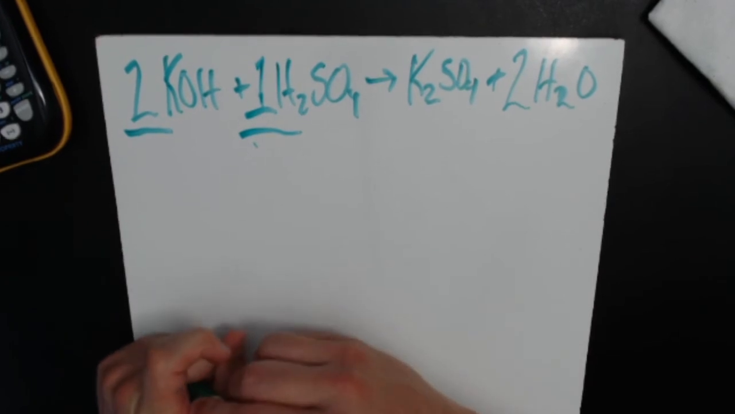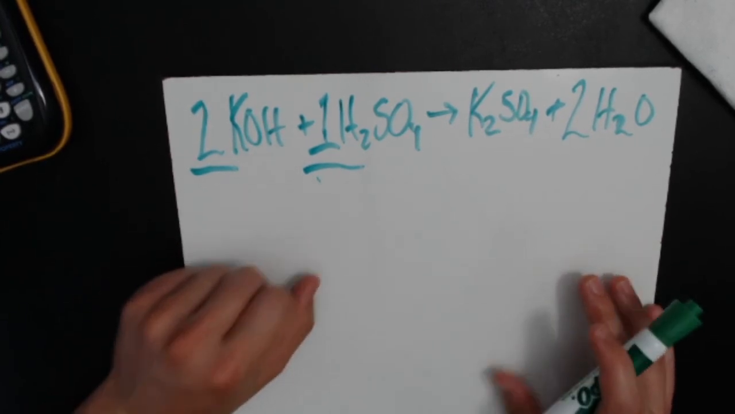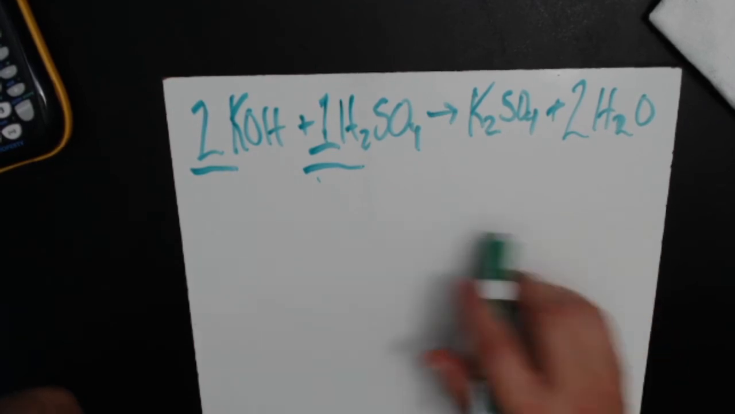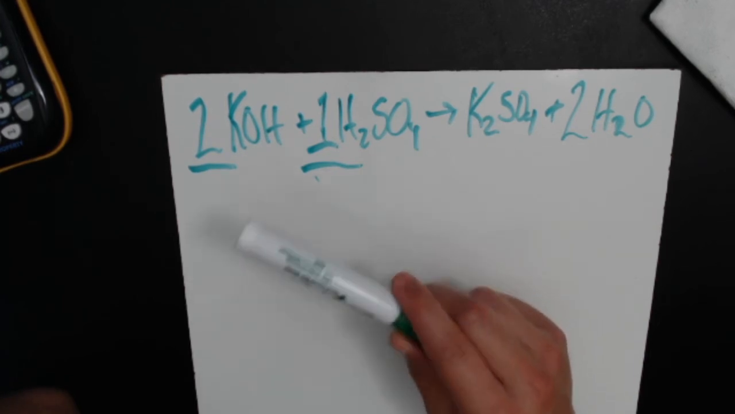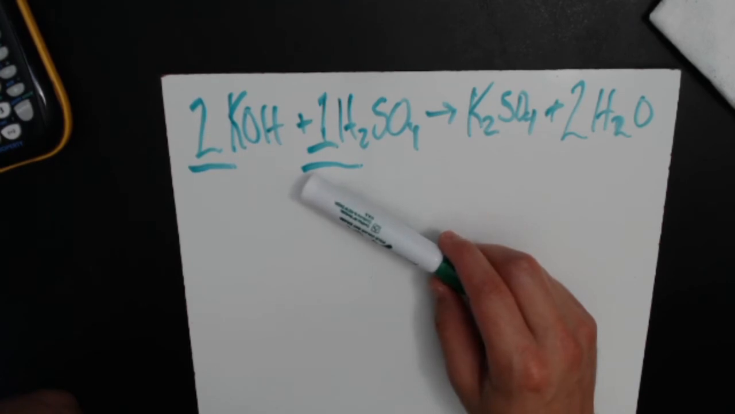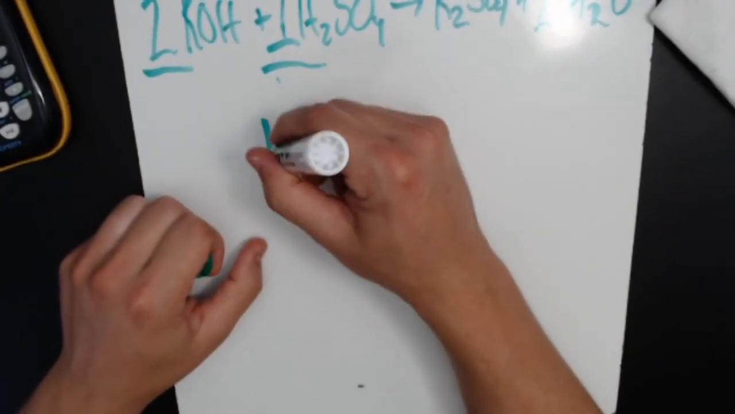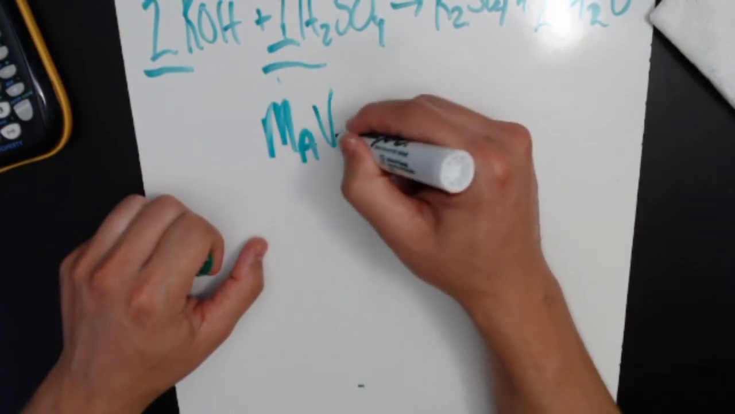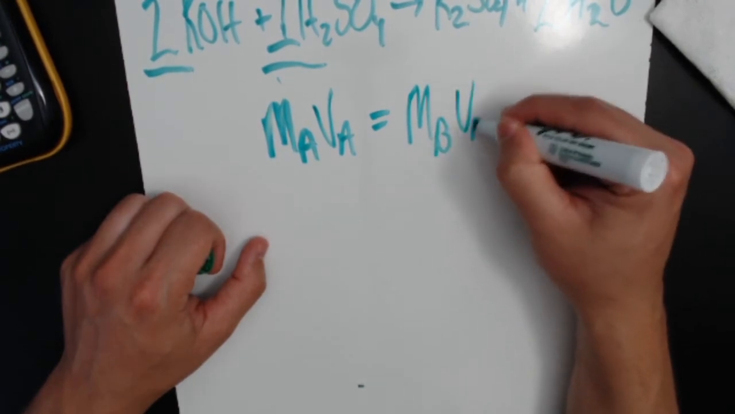All right, so what does this mean? We have a 2-to-1 mole ratio, 2 moles of our base to 1 mole of our acid. So for this reaction to go to completion, to a neutral point, I have to have double the amount of moles that I have of my acid. So what does this mean with our equation? Well, let's think about it. The equation is molarity of the acid times the volume of the acid is equal to molarity of the base times the volume of the base.